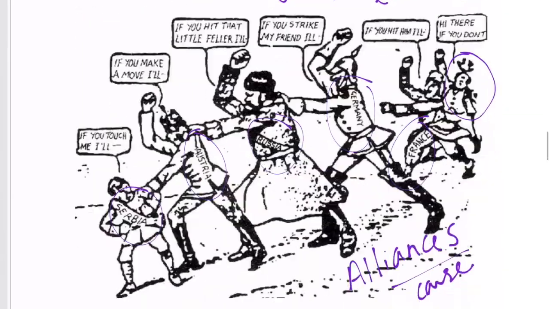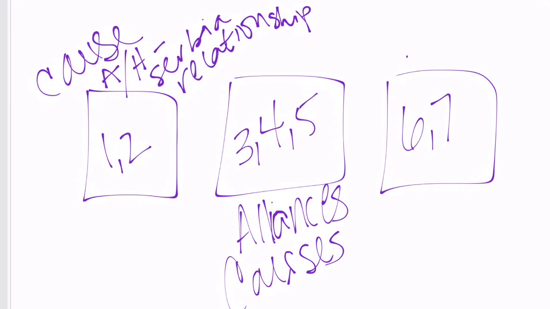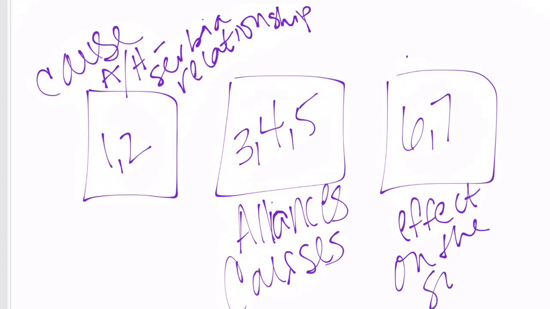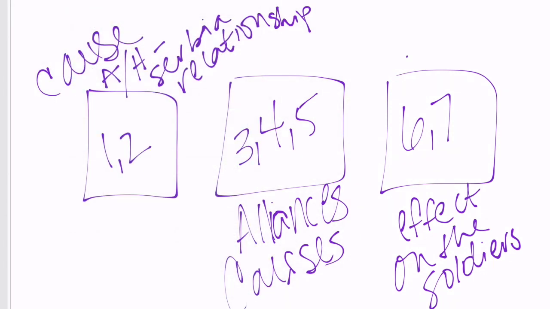So our very last effect could be document 6 and 7, the effect on the soldiers. Then you could spin it with, they were told to go because of patriotism, and then this is what actually happens. So now you have your buckets. This is going to basically become your thesis. Let me change my color here. This is basically going to become your thesis.